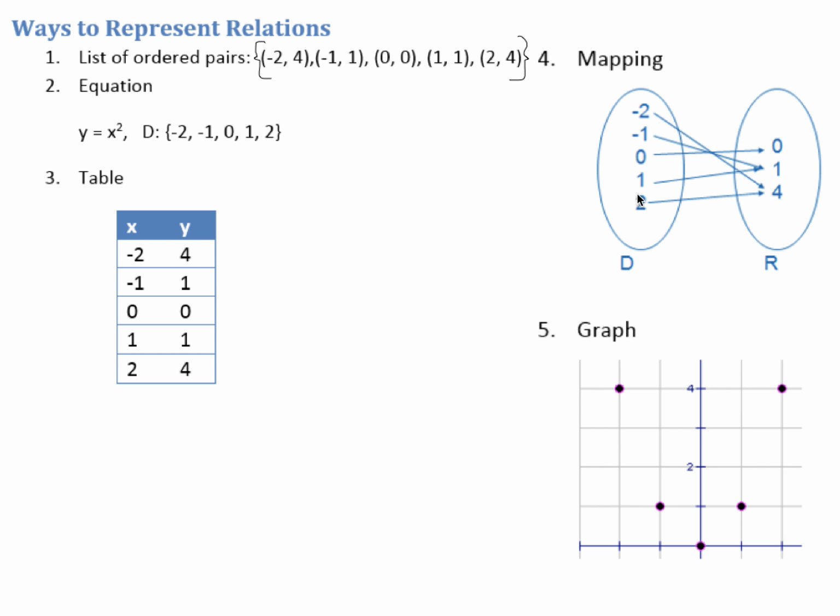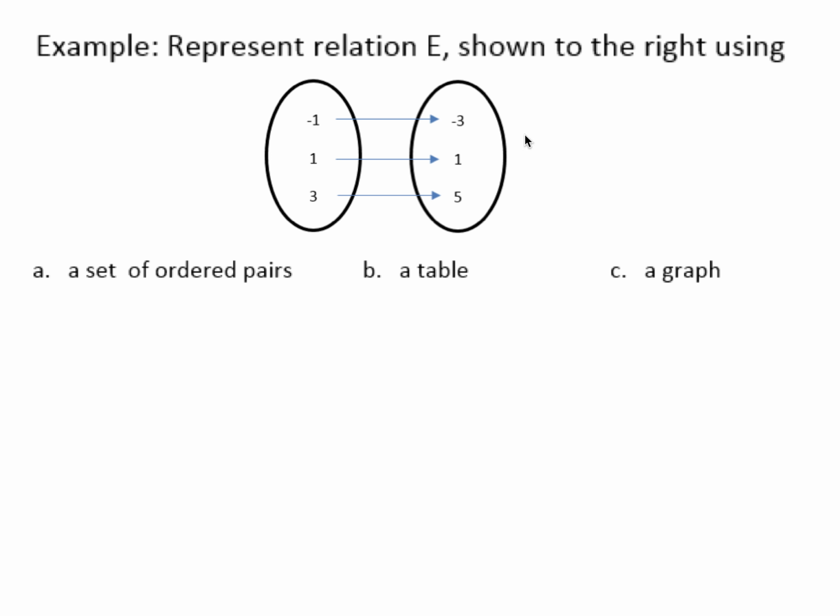And then we could graph all of these points, and you get these 5 values here. And so there are different ways to represent relations. Represent relation E, shown below, not to the right, using a set of ordered pairs. Well, a set of ordered pairs we want to put in brackets. So we have (-1, -3), because this is our domain and this is the range. So (-1, -3), (1, 1), and (3, 5).